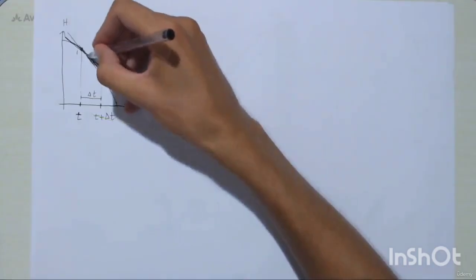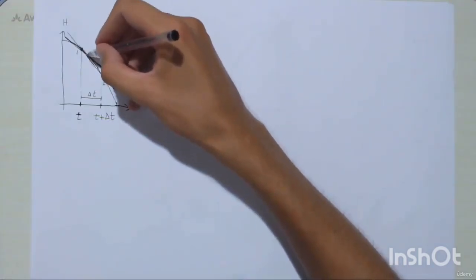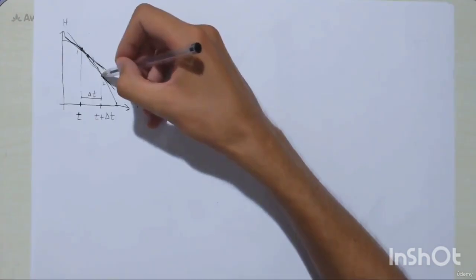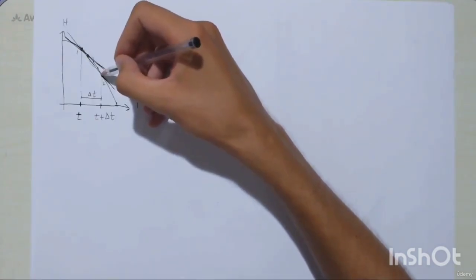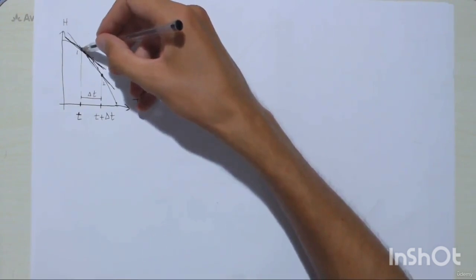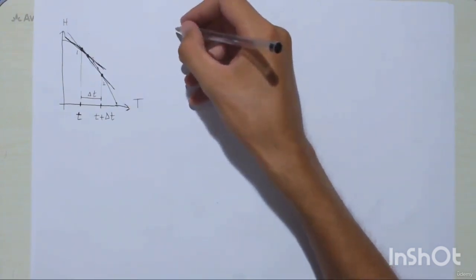So I need to find a mathematical way to represent those 2 points, and then I need to represent how this point moves closer and closer to point number 1. So how could I do that?